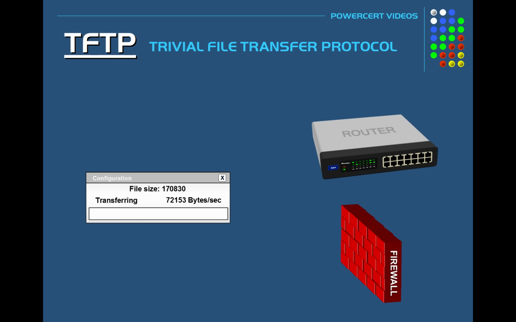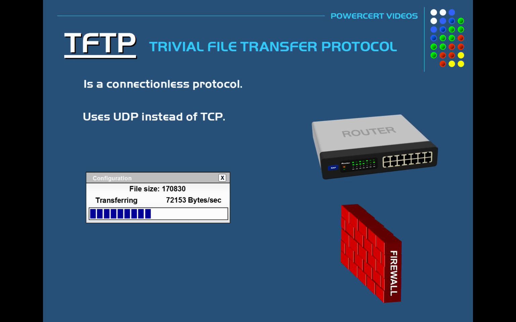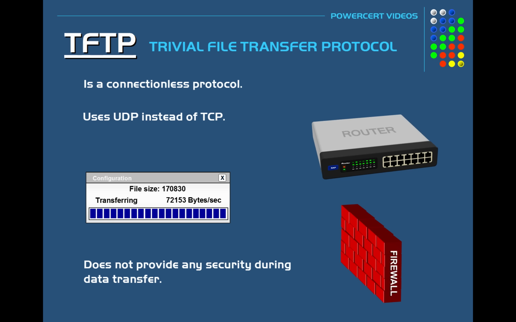And unlike FTP and Secure FTP that use the TCP protocol for file transfer, TFTP is a connectionless protocol that uses UDP instead. And because it uses UDP instead of TCP, it's an unreliable transfer protocol. And if you're not familiar with TCP and UDP, I will link my video at the end of this lesson that explains the difference between the TCP and UDP protocols. And finally, TFTP does not provide any security during the transfer. And not that it needs to, because as I said before, it's only used on a local area network and not over the internet.